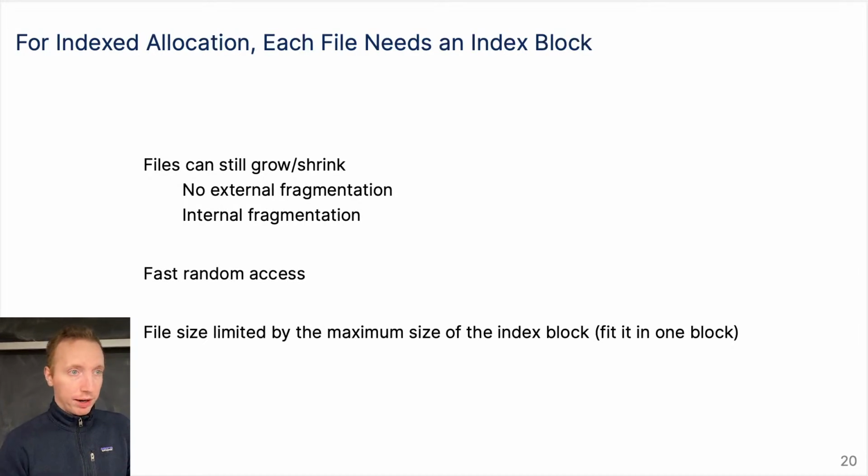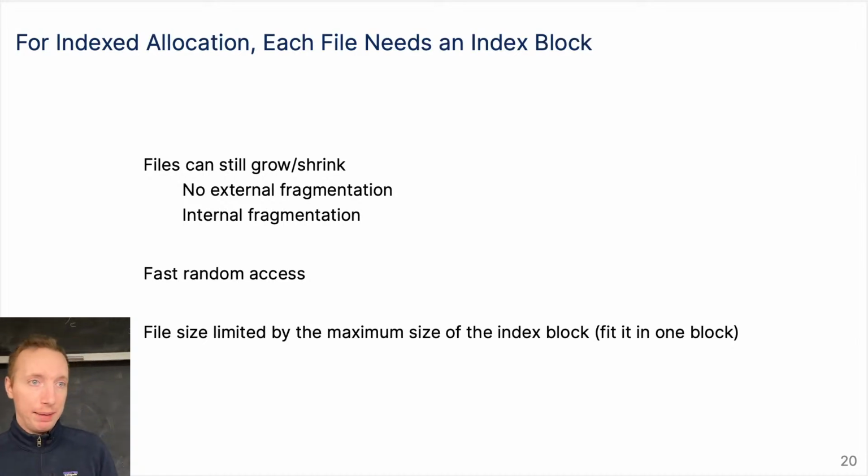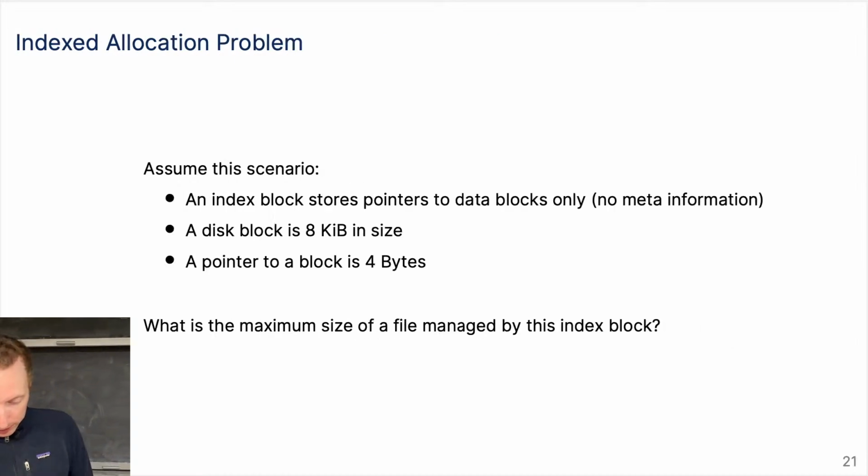There's, again, not going to be any external fragmentation, still going to be internal fragmentation. Our random access is really fast now because it's an array instead of a linked list. But now we have a limitation where we have a maximum file size. If we just put pointers on that block, we can calculate our maximum file size because we know how big a block is, theoretically, and we know how big our pointers are, so we know how many entries we can store. If each of those points to a page, it's that many entries times the size of a page is our maximum file.